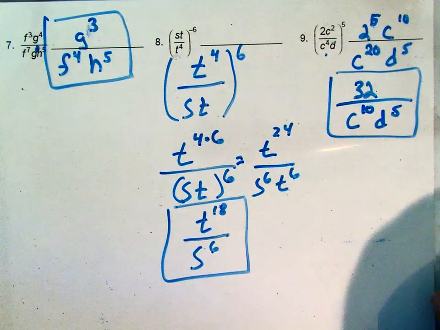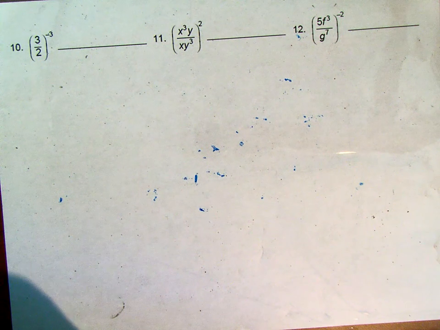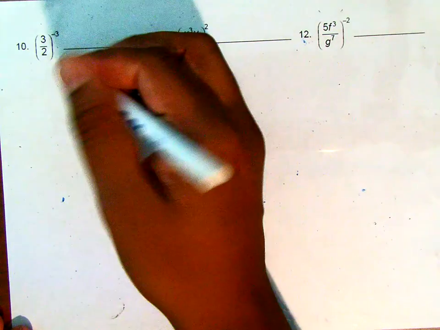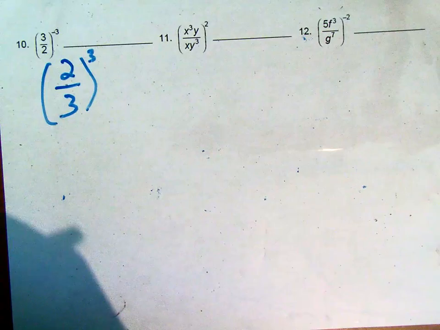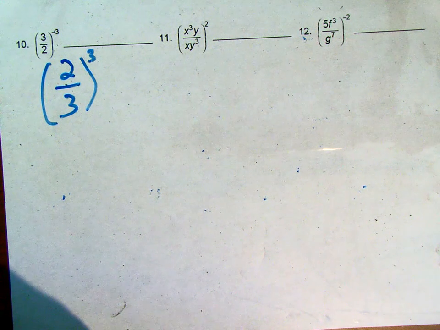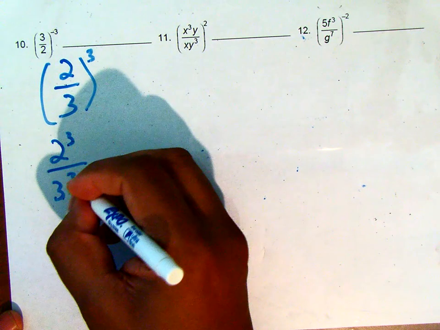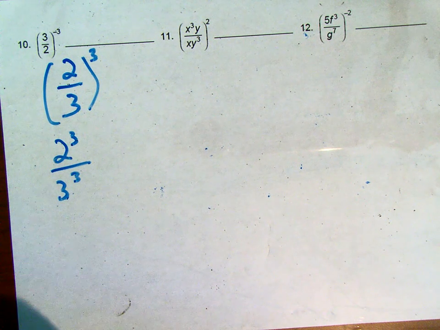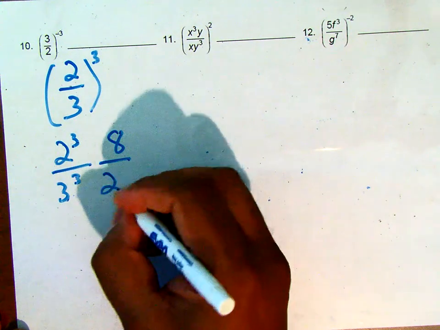Okay, let's look at a few more examples. All right, so on this one, we got a negative exponent, so we're going to go ahead and flip it, make it 2 over 3. And everything here is raised to the third. So that's going to leave the 2 raised to the third and the 3 raised to the third. Okay. And 2 raised to the third is 8. And 3 raised to the third is 27.